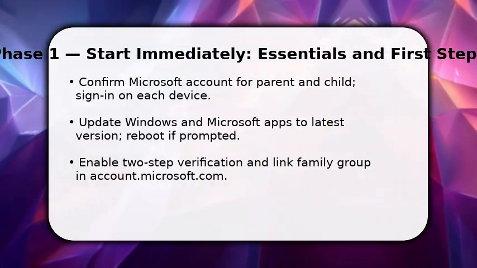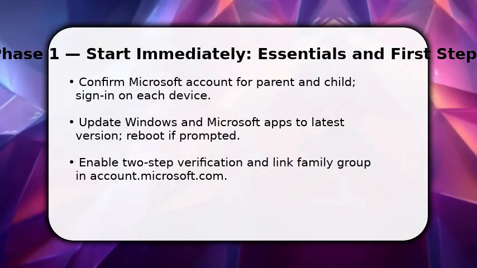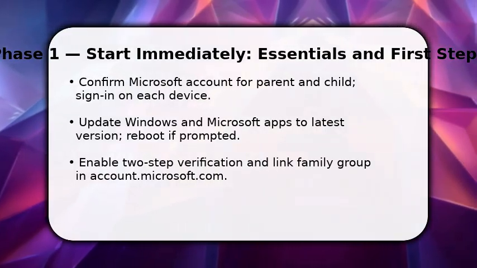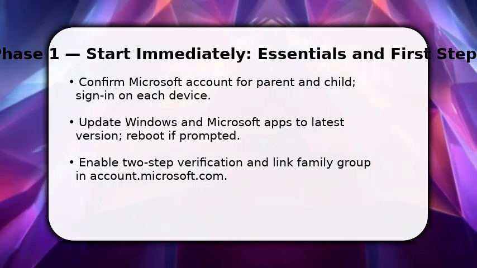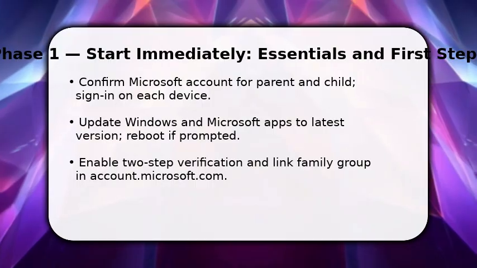Once done, enable two-step verification to secure the parent account. This prevents accidental lockouts and explains why permissions propagate reliably. Now you're ready to change core family settings without delay.